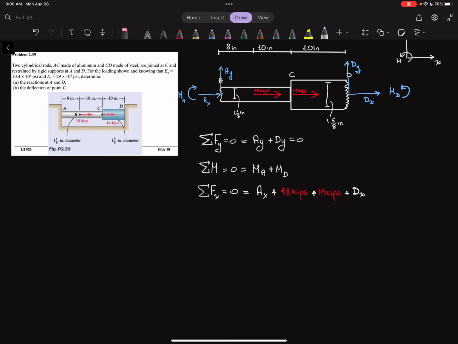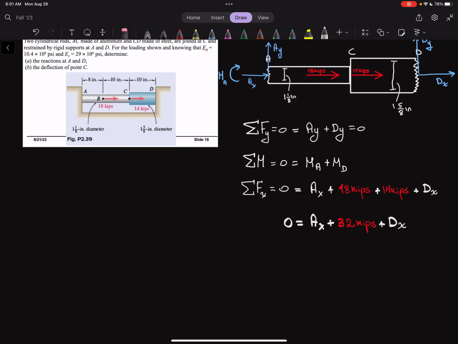So let's just simplify this expression just a little bit. AX plus 18 plus 14, that's going to be 32 kilopounds, kips, plus DX, and that's it. Okay, so we have one equation and two unknowns. So how are we going to find enough information for this? Well, this is a way to do it, and that is the method of superposition.